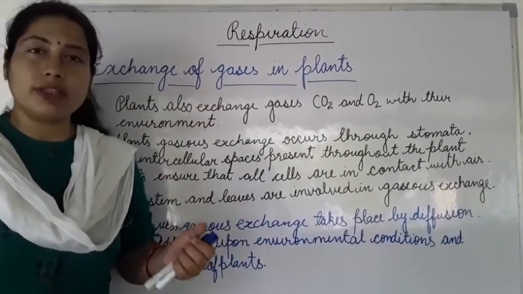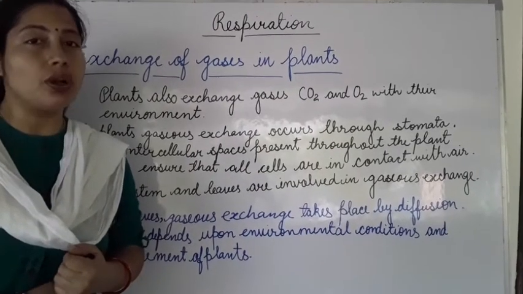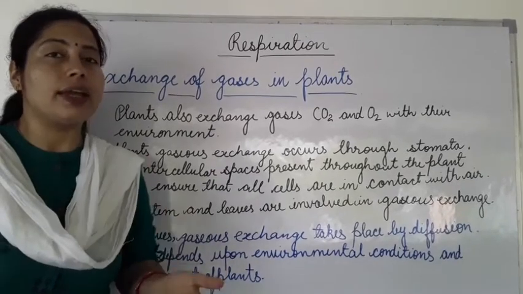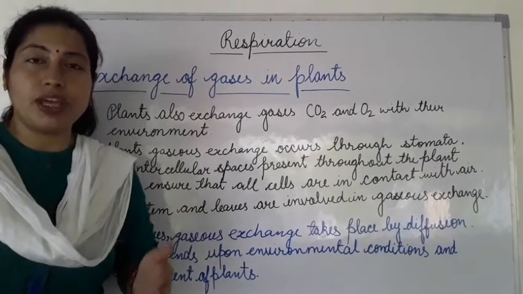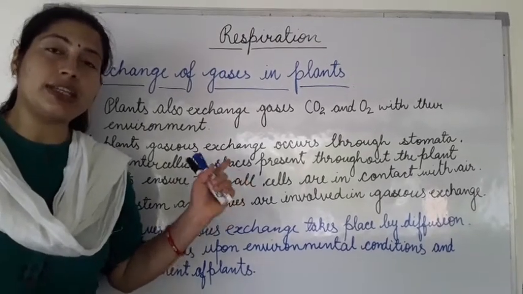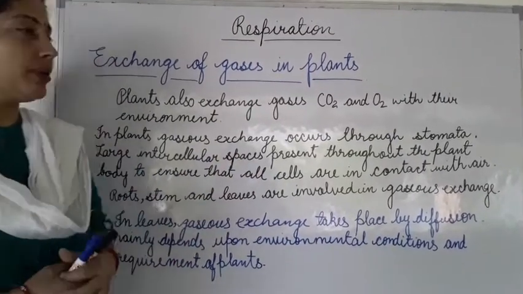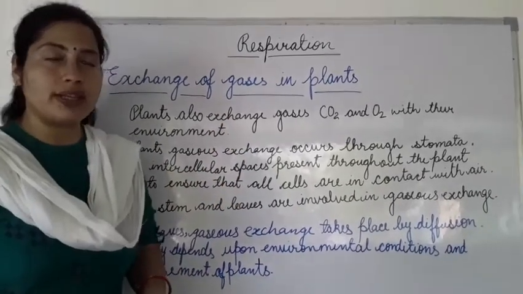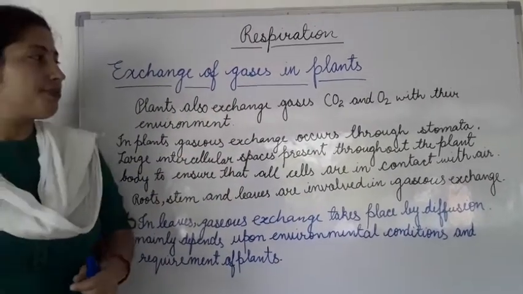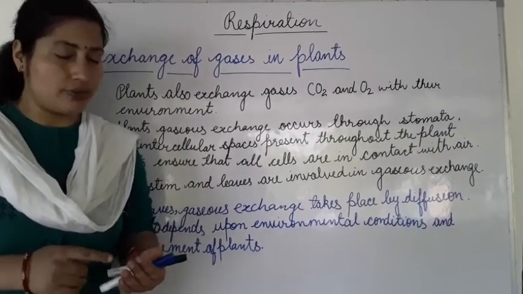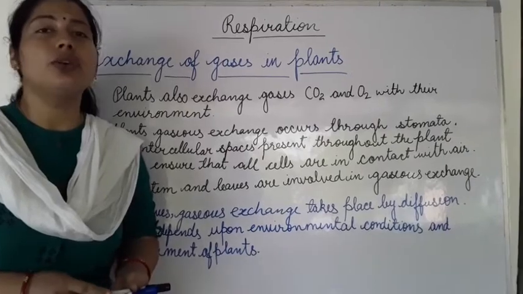So now we will study it, because plants do not have any special organs like all the animals have, because we have special organs for the exchange of gases. And how it happens in plants, let's study now. Plants also exchange gases like CO2 and O2 with their environment. And plants exchange gases from the surfaces of stem, leaves and root.